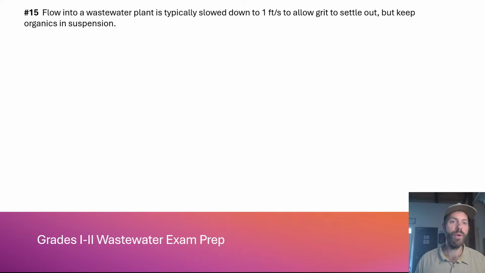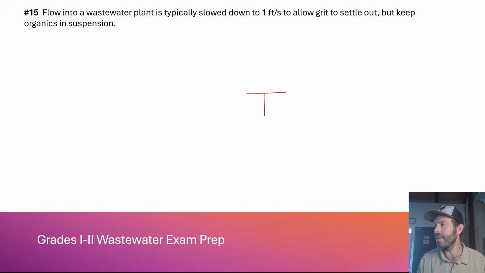Number 15, flow into a wastewater plant is typically slowed to 1 foot per second to allow grit to settle out, but keep organics in suspension. True or false? This one is true. Yeah, that's about right.